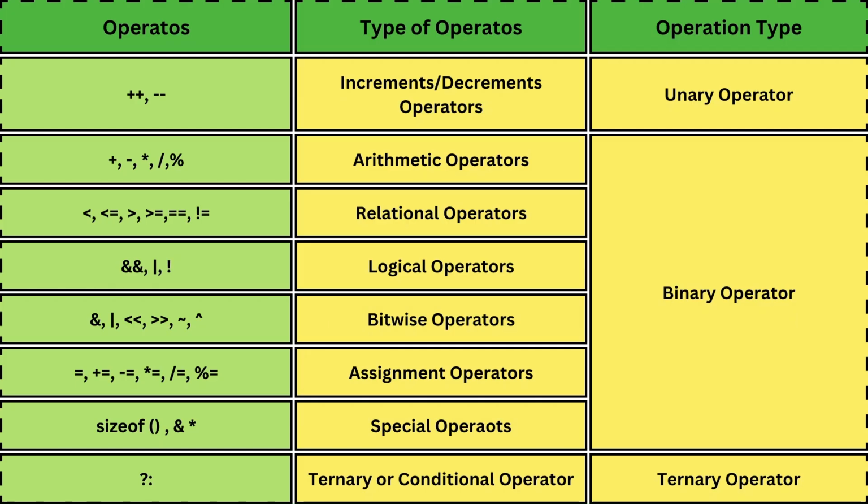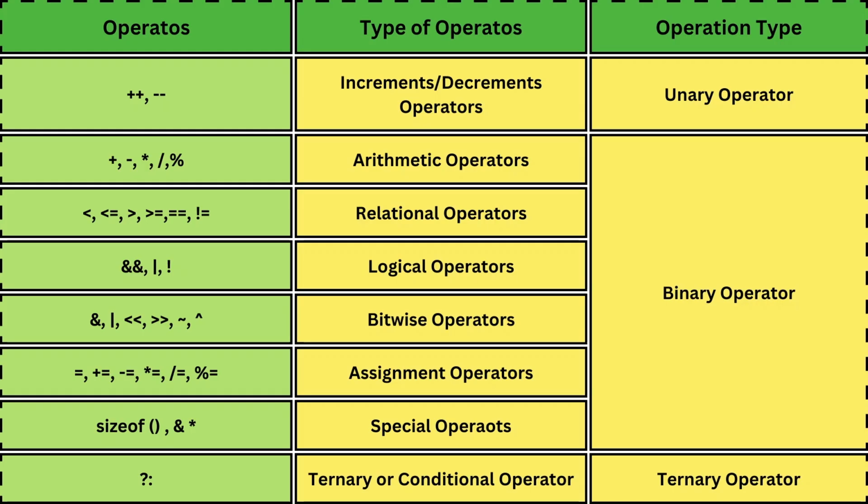Next, we will discuss different operators in the C programming language, like unary operators, plus plus and minus minus, which are used to increment or decrement the value by one. Then arithmetic operators: addition, subtraction, multiplication, division, and the modulus, which gives the remainder. Then relational operators: less than or equal to, greater than or equal to, and double equal to is used to compare, and not equal to is used to check whether the value is not equal to that value.